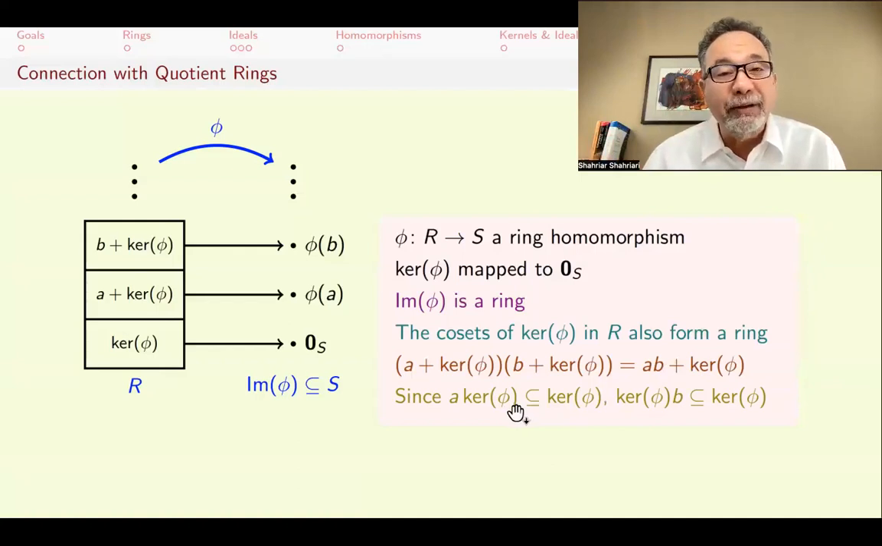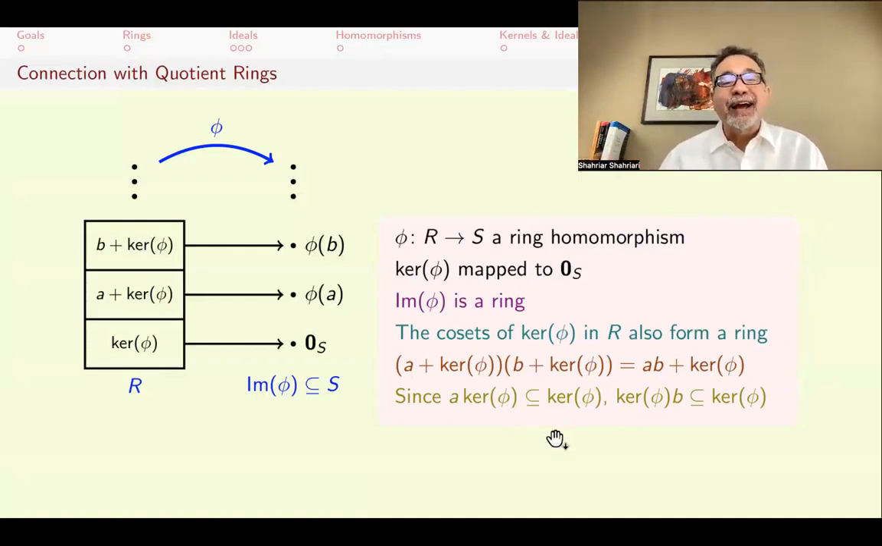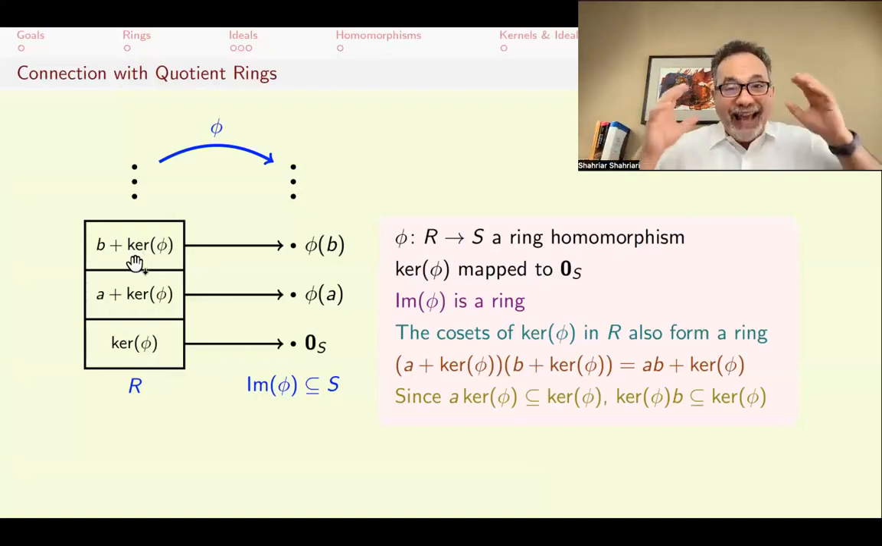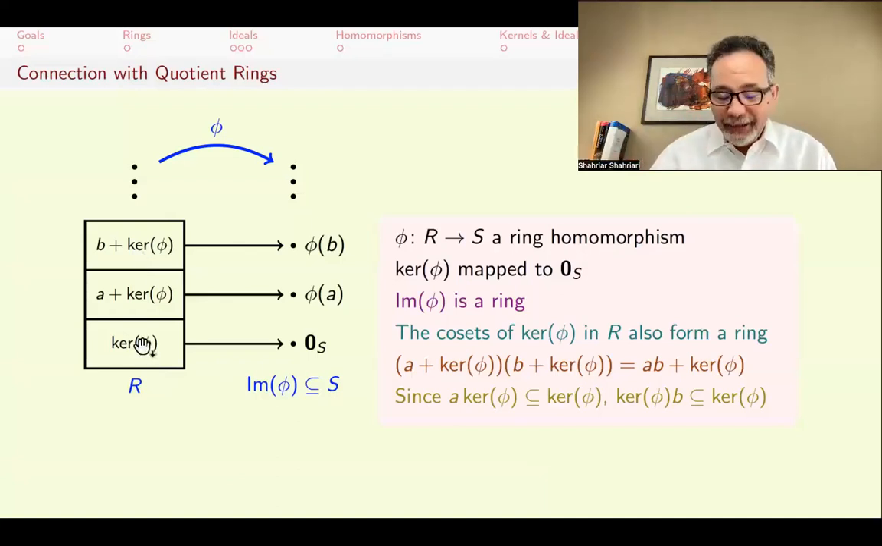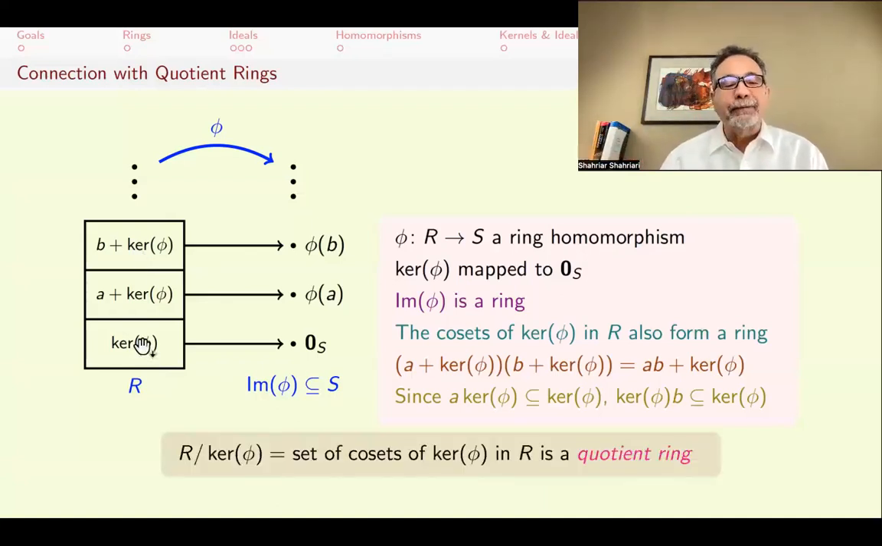So this property that we define for ideals, the fact that something in the ring times the kernel should be in the kernel, is exactly what we need to be able to define this ring of cosets, so that we can make these boxes, these sets, as elements of a new ring. And that's called the quotient ring, and it's the set of the cosets.